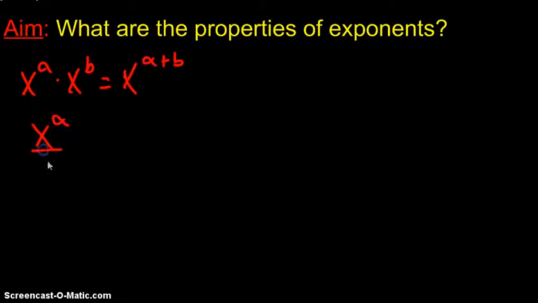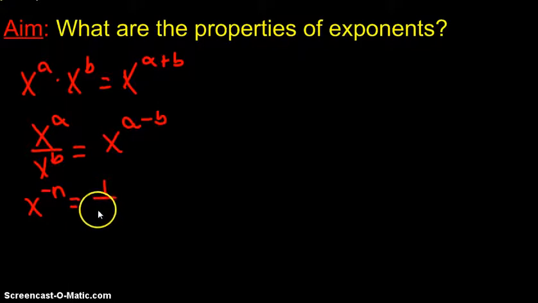X to the a over x to the b is the division rule of exponents, which says you subtract, and that's because when you cancel out, the remainder will be what's left, or their difference. We looked at the negative exponent rule, which says if you have a negative exponent, it moves either up or down depending on where it started, and then becomes positive. So if it was in the denominator, like this, it would actually move to the top and become positive.